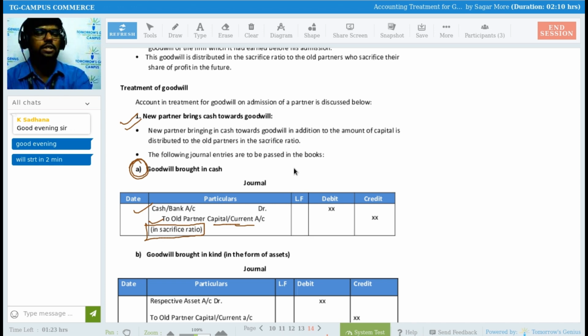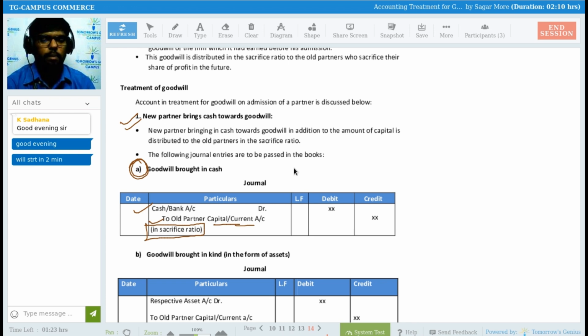Tell me why we have to pass this entry only: cash bank account debit, old partner capital in current account. You only asked me, Shivarish, at that time. So you understood why we debited cash in bank account. But sir, why did we credit old partners capital in current account? You asked me this particular question. Please recall that answer.